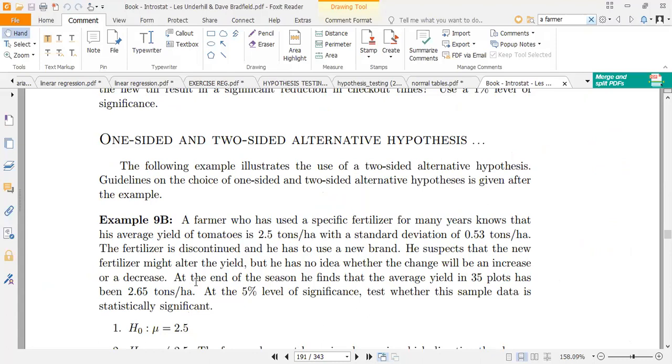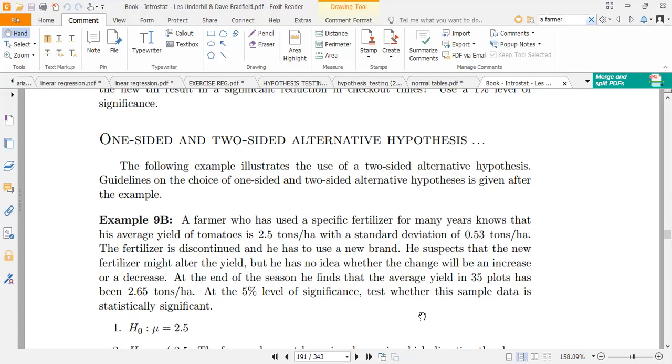A farmer who has used a specific fertilizer knows that his average yield of tomatoes is 2.5 tons per hectare with a standard deviation of 0.53. The fertilizer is discontinued. He has to use a new brand. He suspects that the new fertilizer will alter the yield, but has no idea whether the change will be an increase or a decrease. At the end of the season, he finds that the average in the 5 plots is 2.65. At 5% level of significance, test whether the sample data is statistically different.